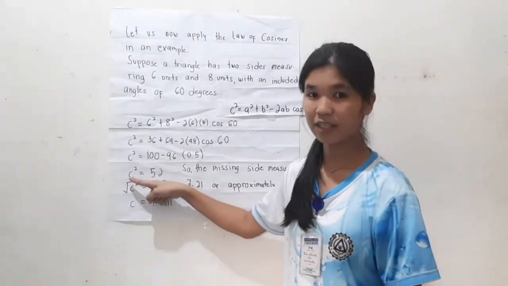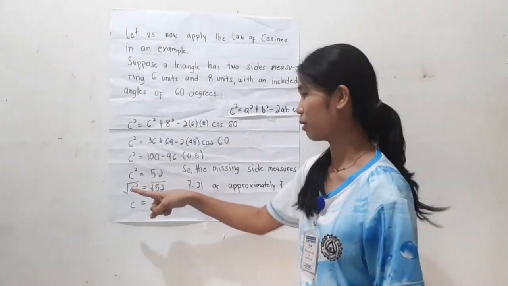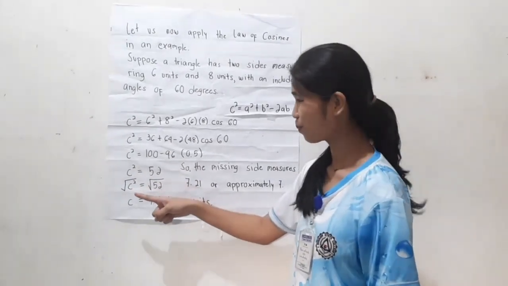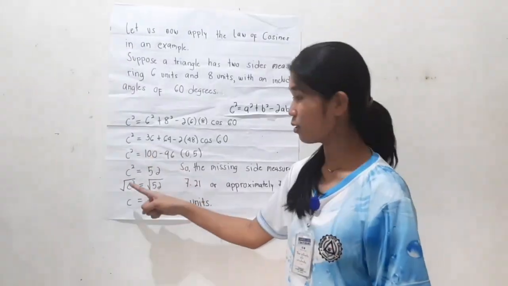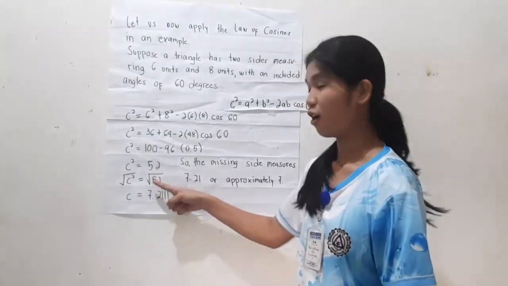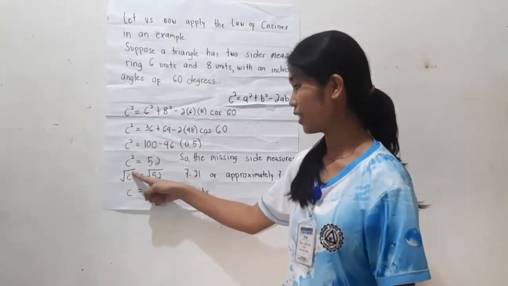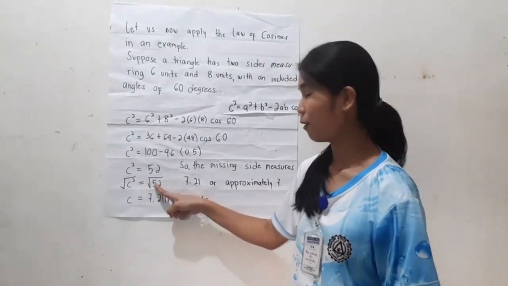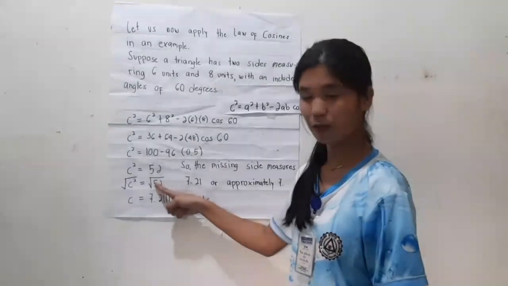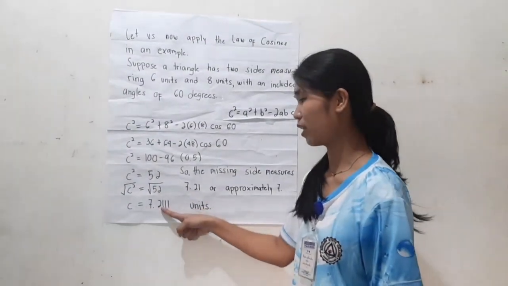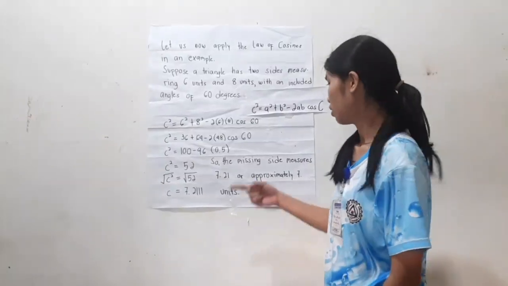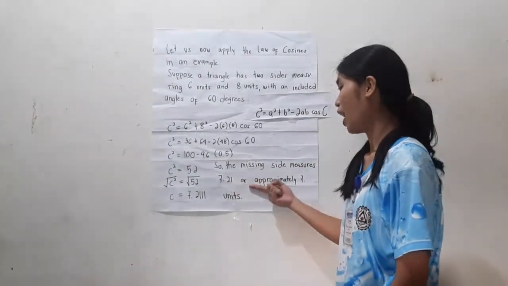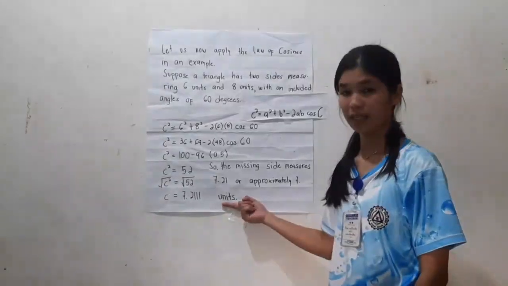Since we have c squared, we need to put a radical sign to cancel out the squared. Then we have now the square root of c squared is equal to the square root of 52. Then we will cancel out the square root, and we have now c. Then the square root of 52 is equal to 7.211. So the missing side measures 7.21 or approximately 7 units.